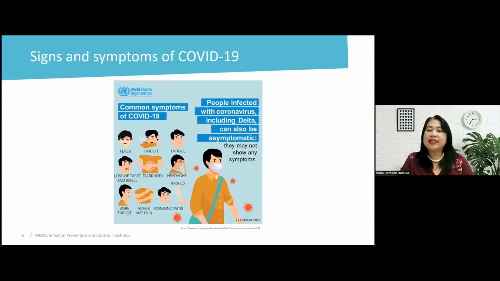Let's outline COVID-19 signs and symptoms. It is important to be vigilant for any symptoms of common infectious diseases such as COVID-19 among school personnel and students. Here, you see the most common symptoms for a person infected with COVID-19. The key symptoms to look out for are fever, cough, colds and/or runny nose, conjunctivitis, fatigue, tiredness, loss of appetite, smell and/or taste, nausea, diarrhea, headache, sore throat, aches, pains, and/or rashes.